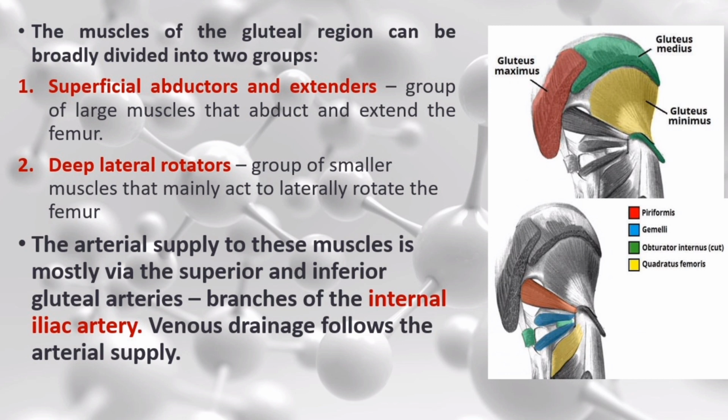The arterial supply to these muscles is mostly via the superior and inferior gluteal arteries, branches of the internal iliac artery. Venous drainage follows the arterial supply. In this video, we shall examine the two groups of gluteal muscles, their attachments, innervations and actions. We shall also look at the clinical consequence of gluteal muscle disorders.